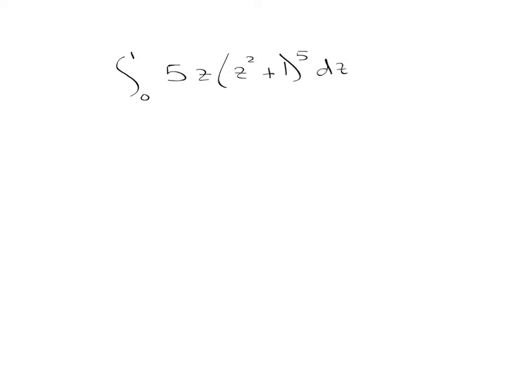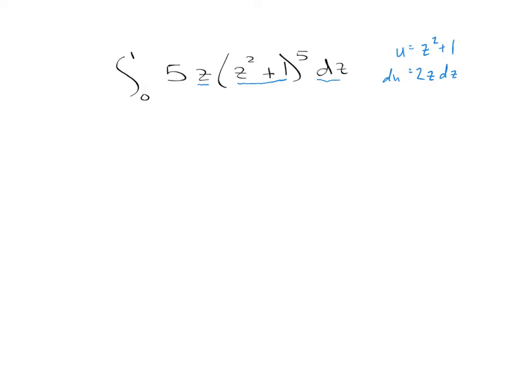Okay, so I'm going to set u equal to the stuff that's grouped together inside of the parentheses, z squared plus 1. Not to the 5th, just the z squared plus 1. So du is 2z dz. Okay, so here's u, z dz.